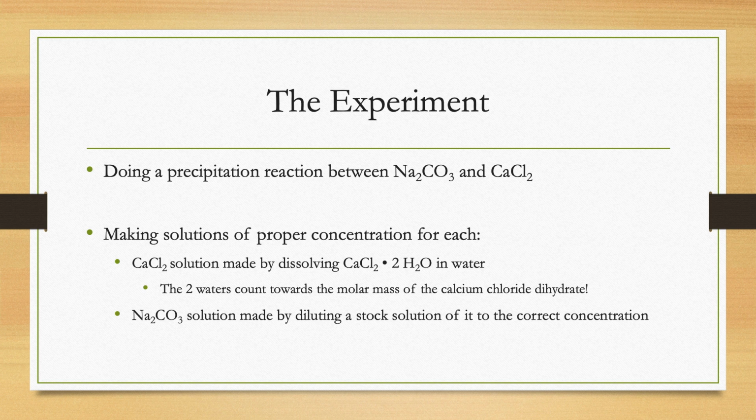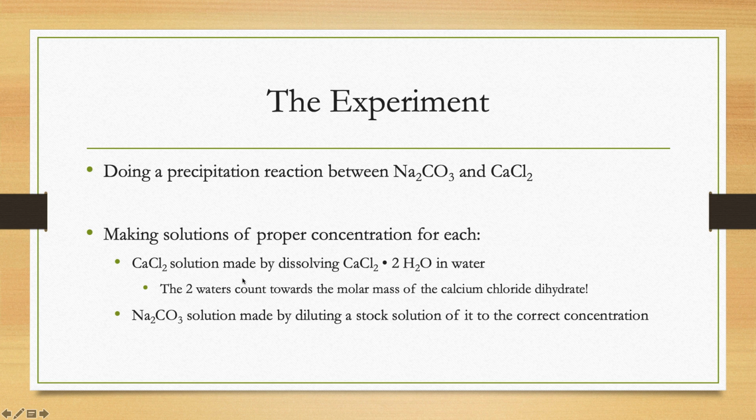For the sodium carbonate, that one's going to be a solution already, and so you're really just going to be doing a dilution. You're going to have an initial sodium carbonate concentration, and you're going to have to dilute it to get the correct amount with the correct concentration that you're going to use to do your reaction. Calcium chloride is going to be a solid to start with. You're going to mass out the proper amount and make a solution out of it, and again, for the calculations, remember to count the water for your molar mass of the calcium chloride. And then we're going to react these two things together to get a precipitate.